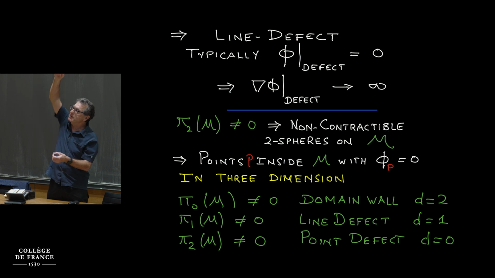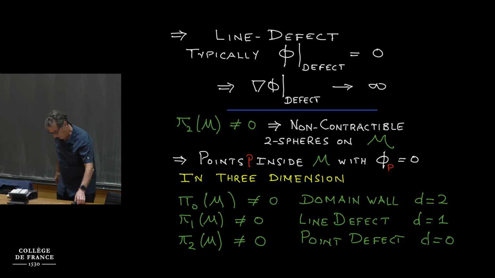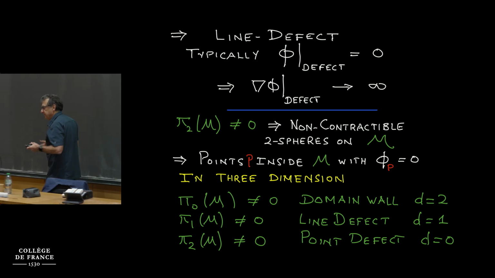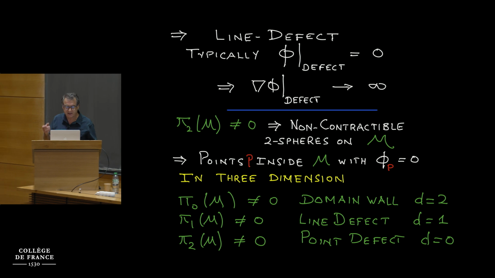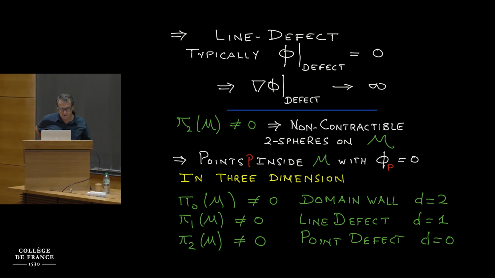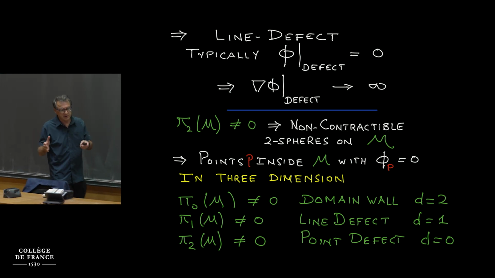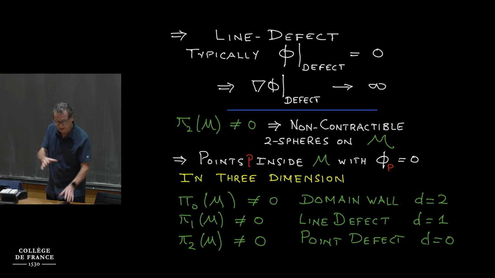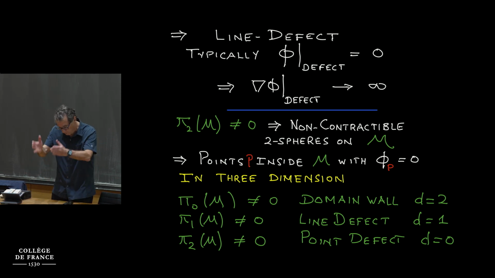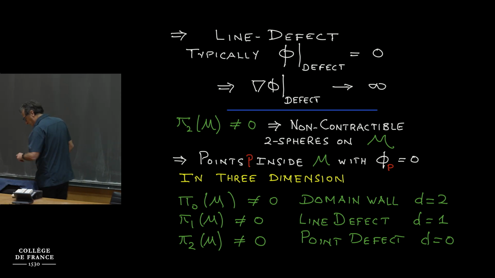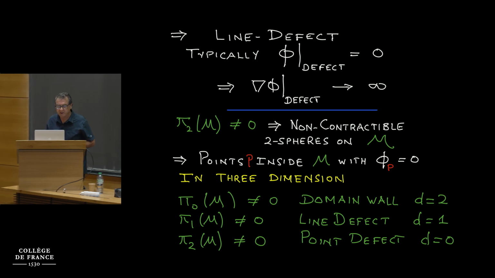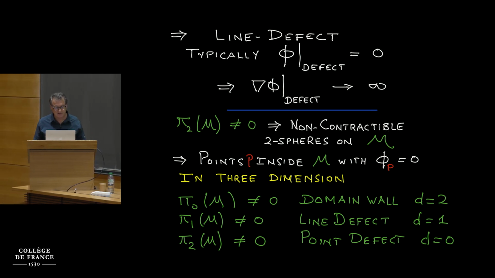So that's how you get a string, or a line defect: superfluid helium filament, superconducting vortex, and liquid crystal disclinations that we will discuss. The obstruction for pi0, the thing that separates two connected components, is usually a wall of some kind, a domain wall. Pi1 here, as I said, gives a line defect.